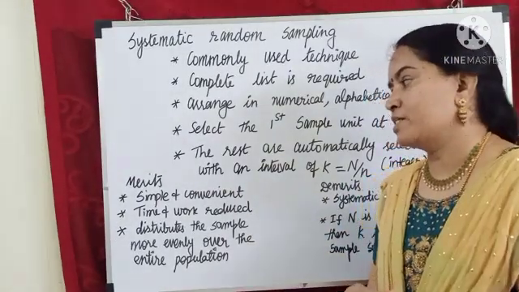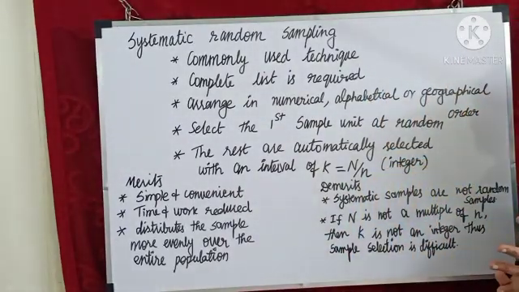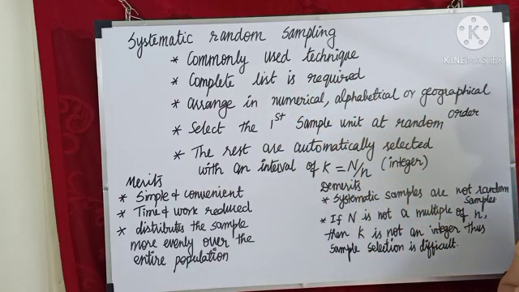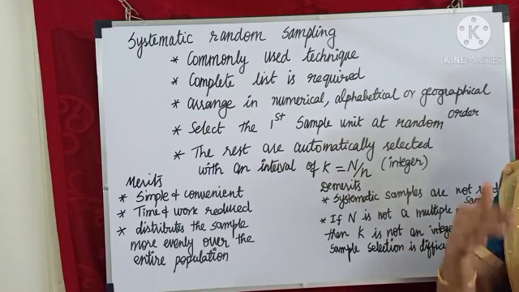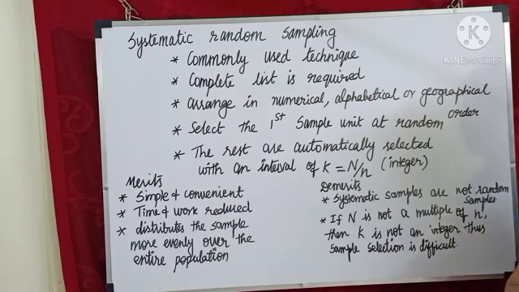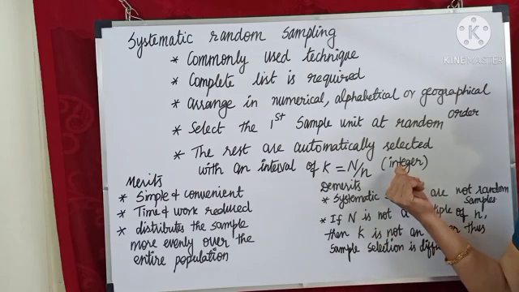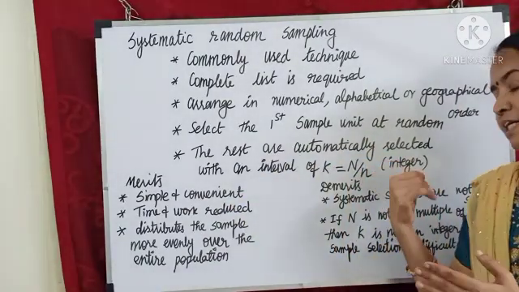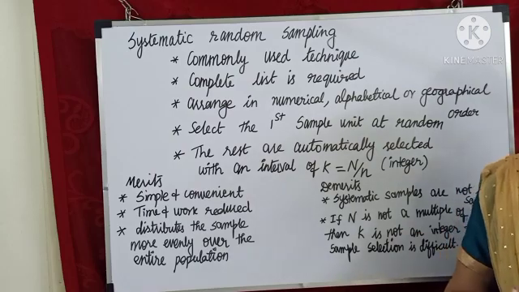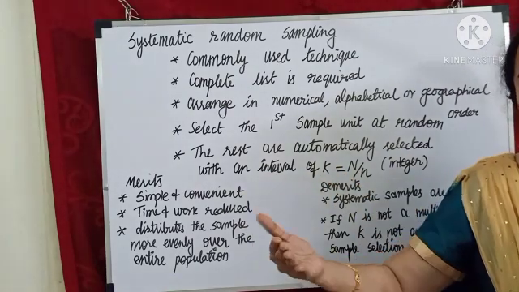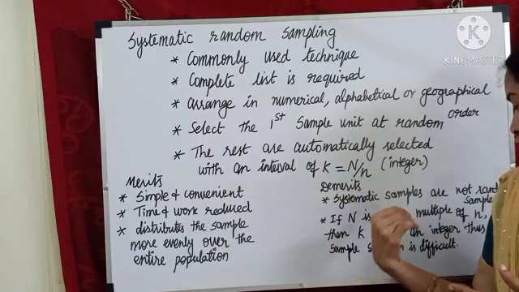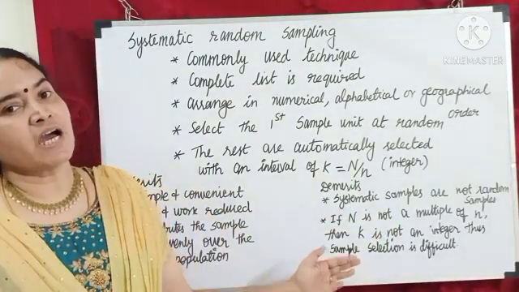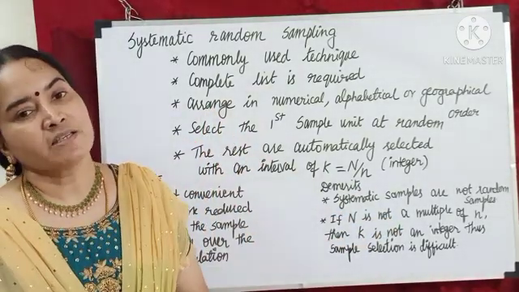What are the demerits? Very first one, only if the complete list is available, we can do this work. Second, they are not random samples. Every kth term I am selecting. The next one, if K is not an integer, when I divide capital N by small n, if it is an integer, it is well and good. Otherwise, if it is a fraction, selecting samples, there will be some bias. So if K is not an integer, the sample selection will be a little difficult. So these are the demerits in systematic random sampling.